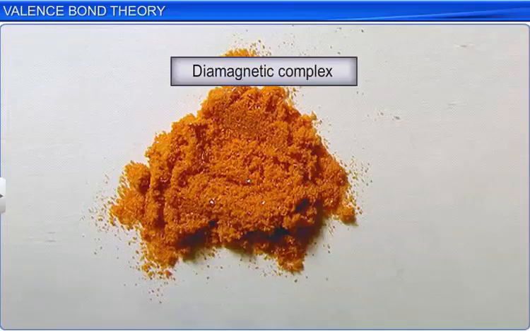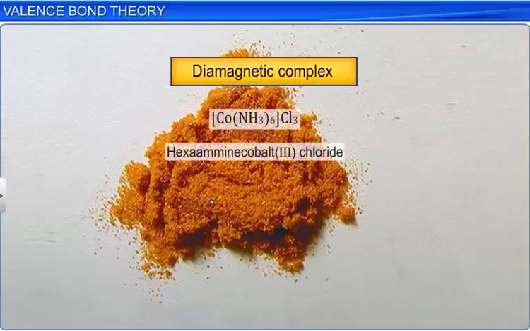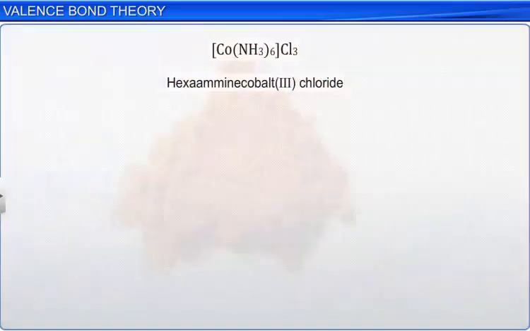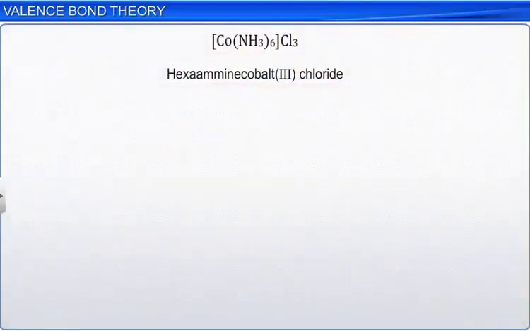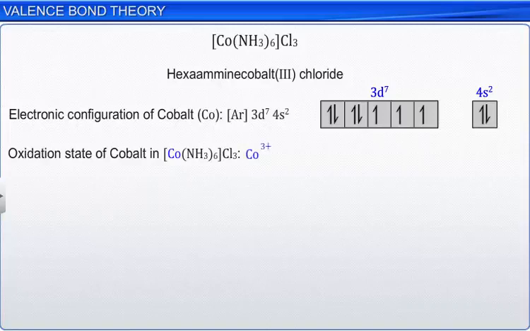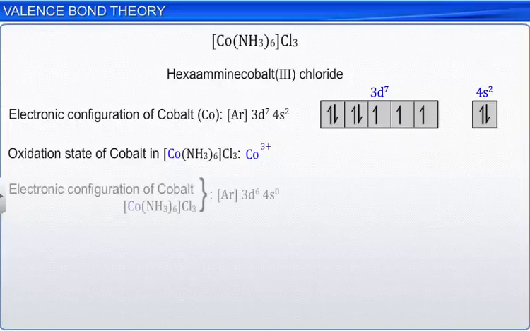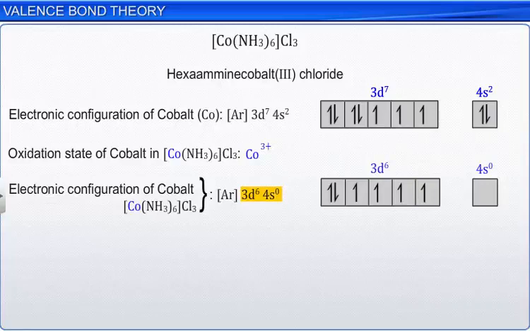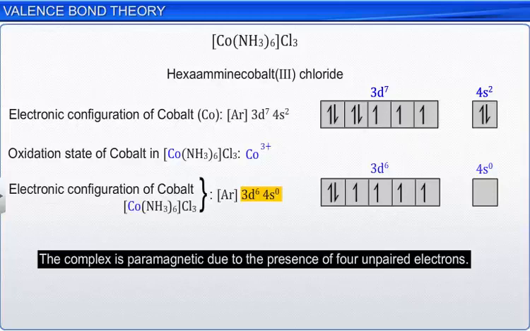Now let's apply these postulates to a diamagnetic complex, hexaamminecobalt(III) chloride. The cobalt atom in its ground state has the electronic configuration of argon 3d7 4s2. In the given complex, the cobalt is in +3 oxidation state. Thus, the cobalt(3+) ion will have the configuration of 3d6 4s0. A glance at the configuration indicates that the complex is paramagnetic due to the presence of 4 unpaired electrons.